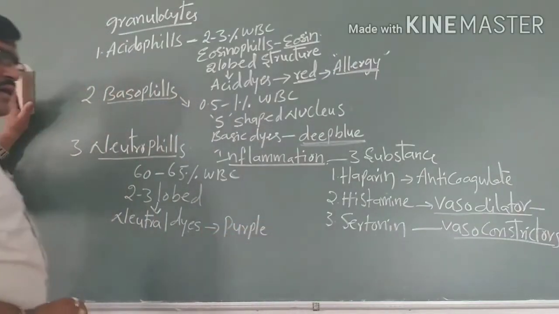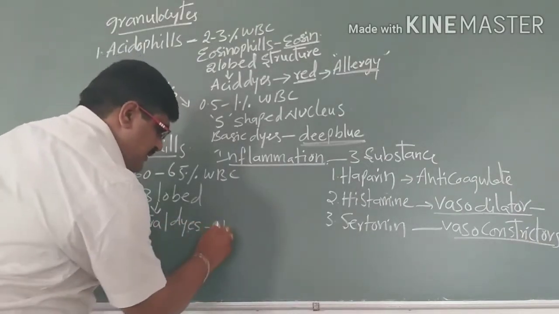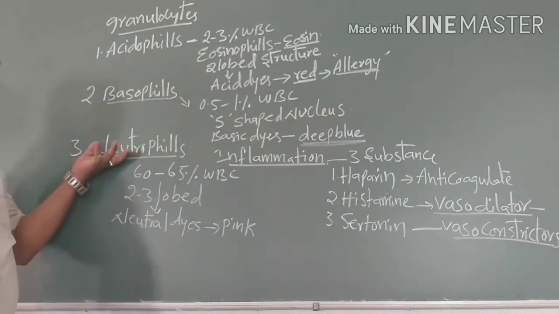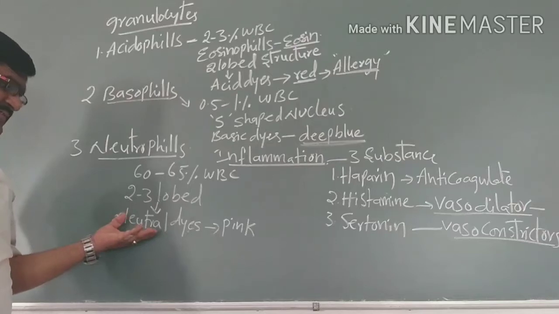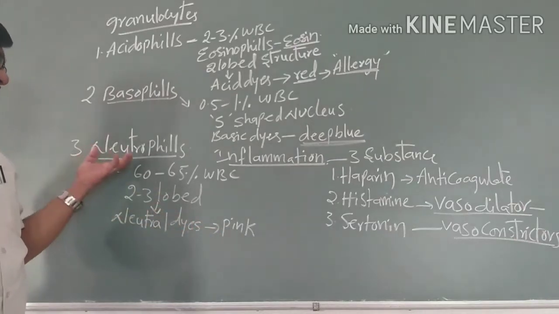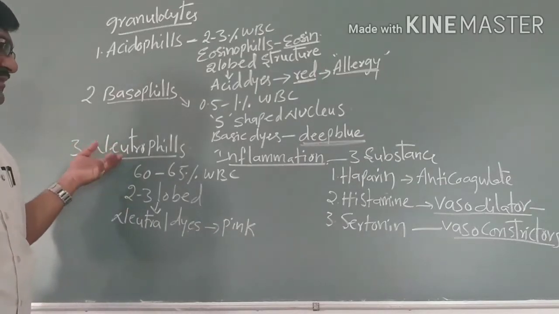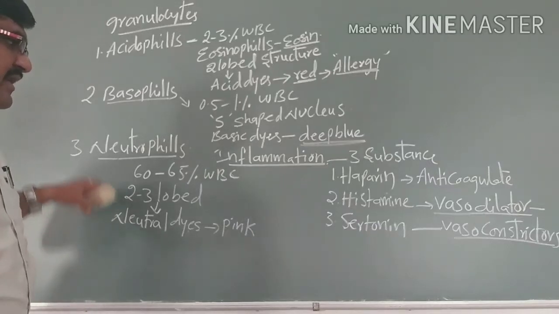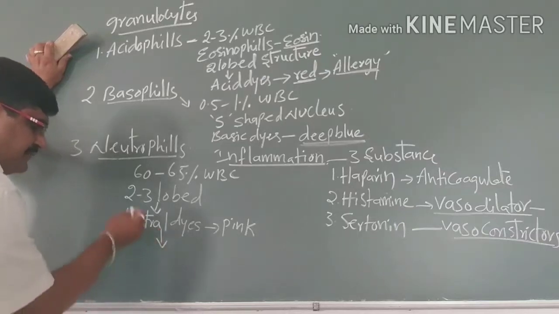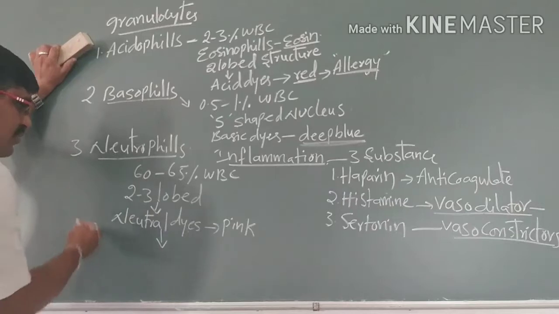Neutral dyes produce a pink color, not purple. With the help of neutral dyes, we usually obtain a pink color. These neutrophils are mainly helpful in phagocytosis.